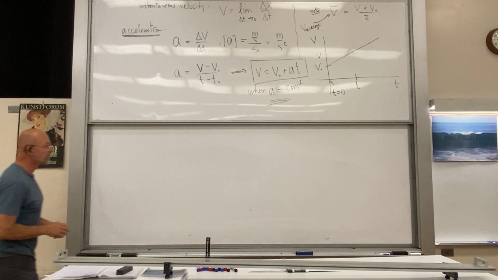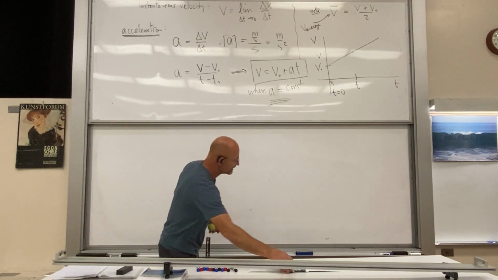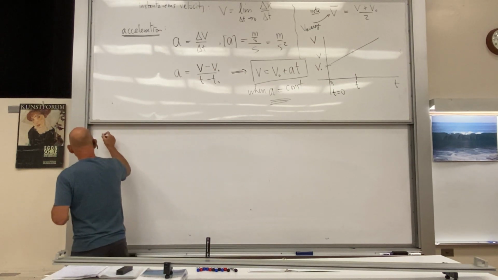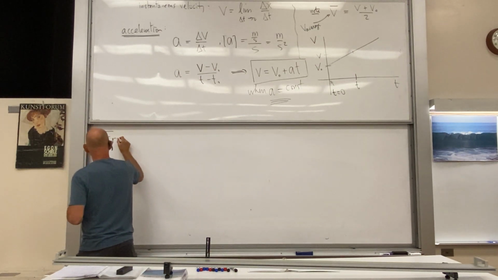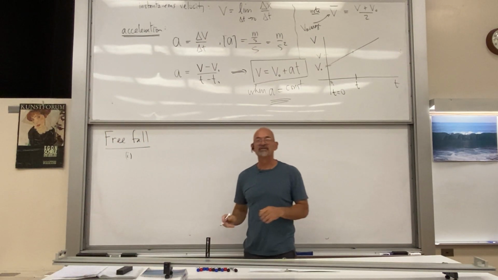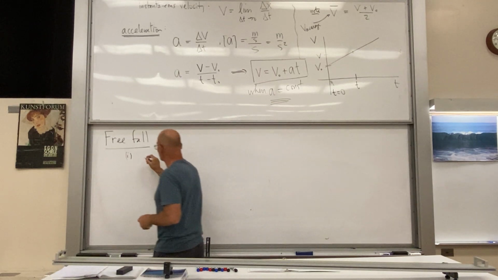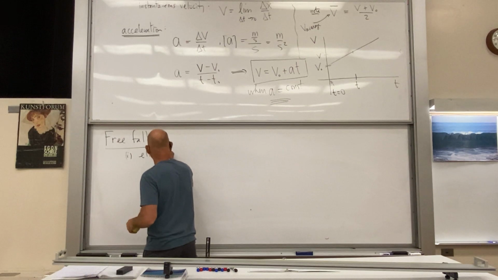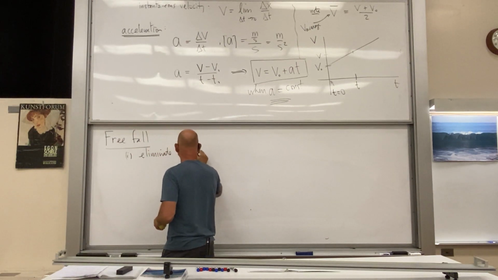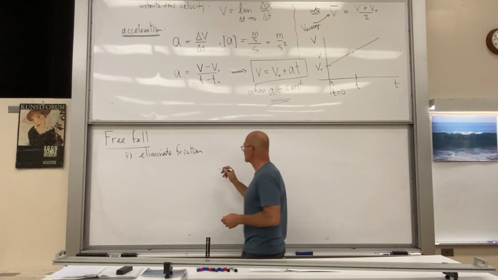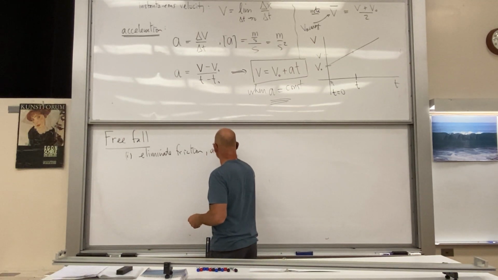Okay, so we're talking about free fall. So let's go ahead and write that down. Free fall. And the first thing we saw was you eliminate friction and everything falls the same. So eliminate friction, putting the feather on the book like I did last time. Eliminate friction. All objects fall the same.